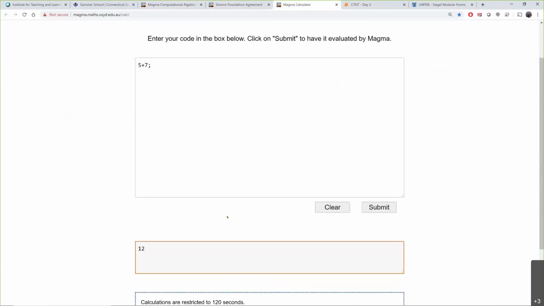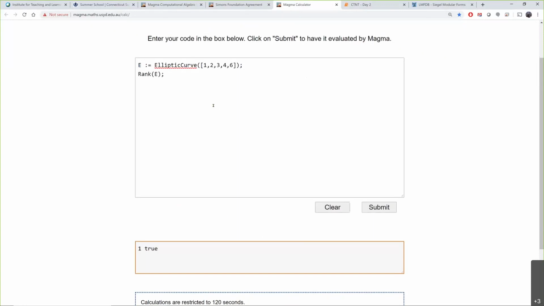I'm in the US, I typed 5 plus 7, it went all the way to Australia, calculated 5 plus 7 equals 12, and then sent me back the response. Still, it's a pretty efficient system, and the calculator is something that I use all the time, just because it's easy to look at things here and see what the results are. So here's the rank of an elliptic curve, 1, true.